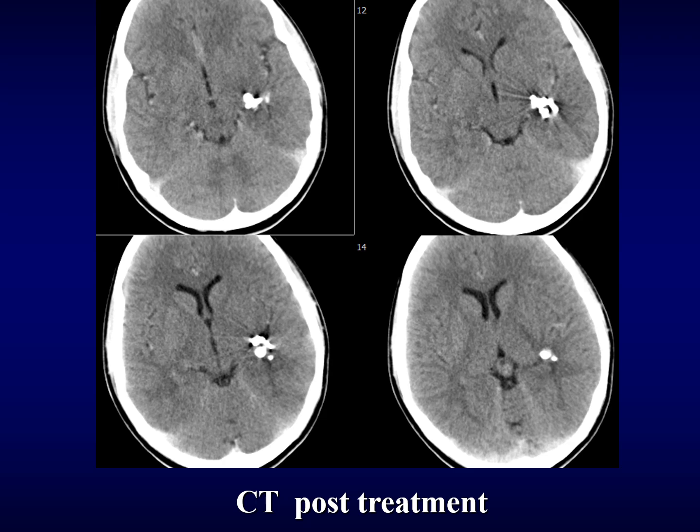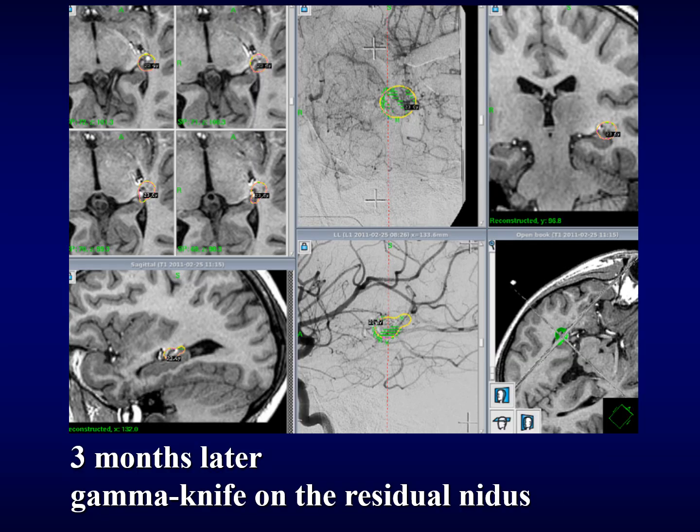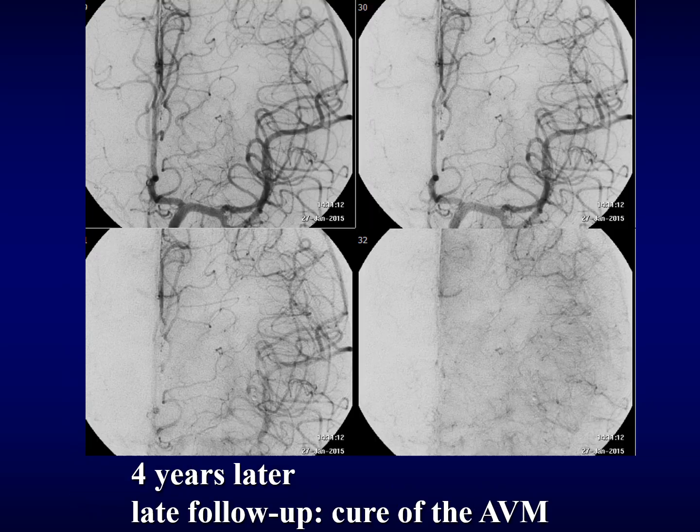This is a CT scan after embolization. This is angiography after embolization. You can see there is still a small remaining AV shunt. Gamma knife 3 months later on the residual nidus. And 4 years later, you can see the complete cure of the AVM.